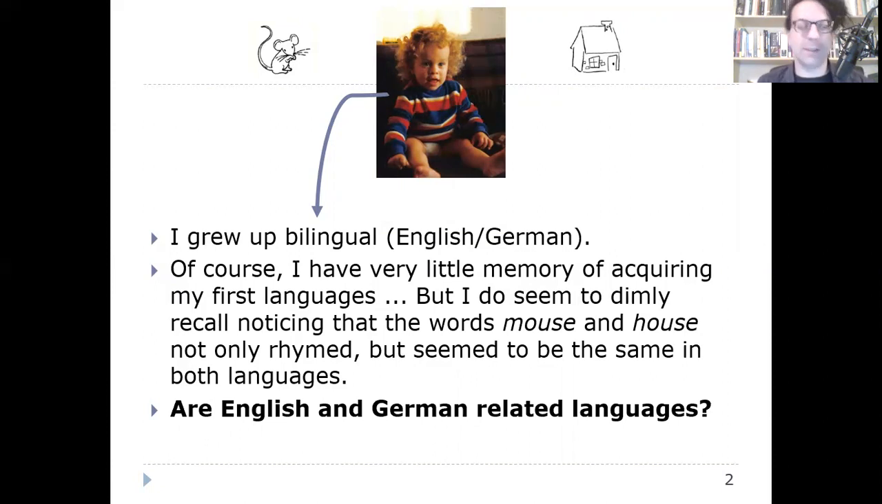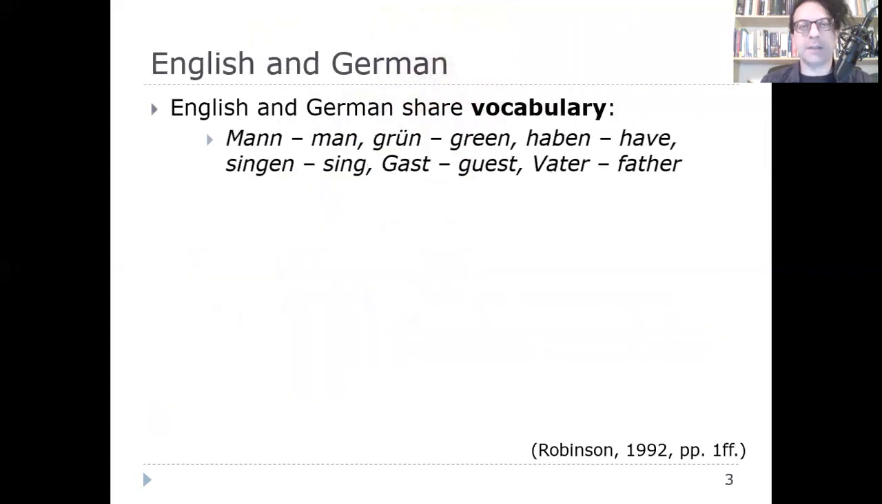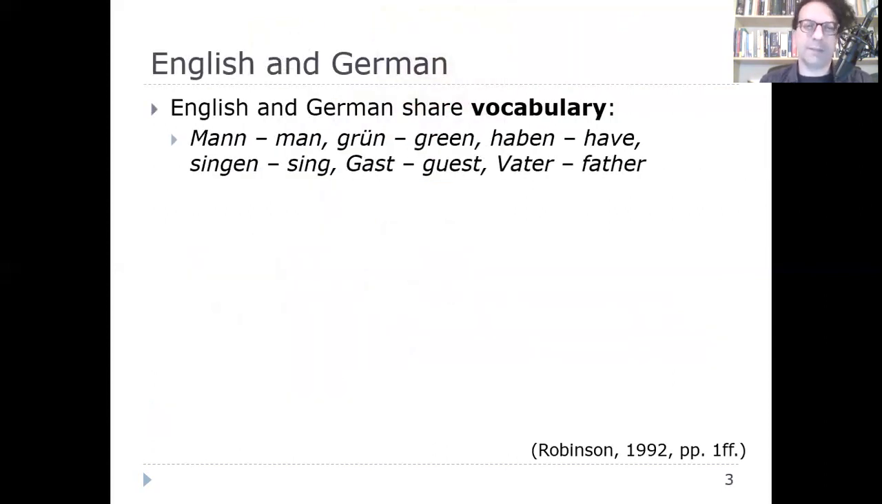But now as a linguist, we can come back to these correspondences and ask, well, why are they there? Are English and German actually related languages? And this is also what Orrin Robinson does at the beginning of his book.